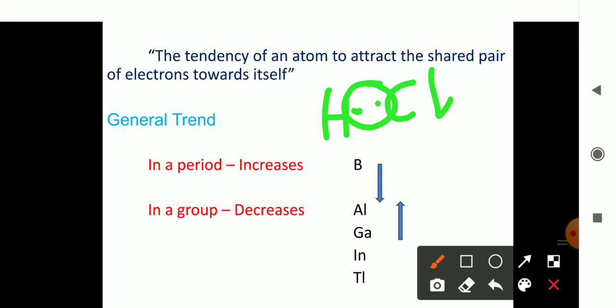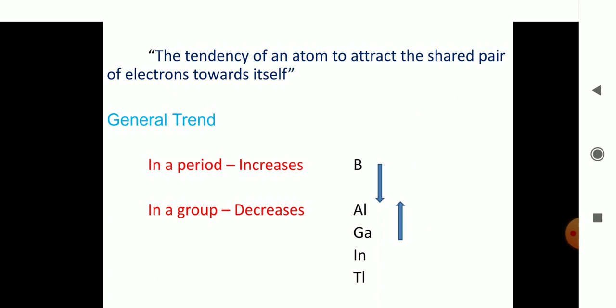But out of these bonded atoms, if one of the atoms is highly electronegative, which means it has the ability of pulling both the bonding electrons towards itself, in such a case the atom is said to be highly electronegative. That electron pulling tendency of an atom towards itself is termed electronegativity. Now let me read the definition. The tendency of an atom to attract the shared pair of electrons towards itself is called electronegativity.